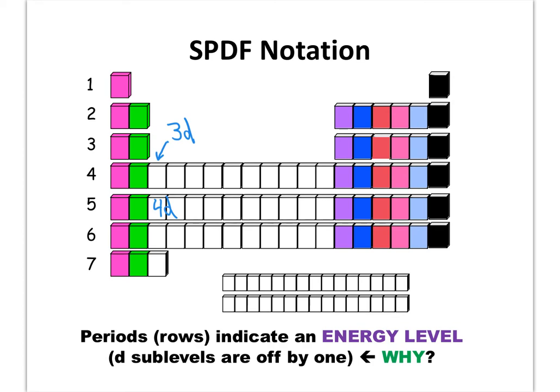So Aufbau says fill the lowest energy first. If the 4S or the 5S, and so on, is a little bit lower in energy, they fill first, and then the D sublevel from the previous energy level fills. This is just something you have to remember: even though you're in the 4th energy level or the 4th row, you're 1 behind for the D. You're in the 3D, and so on.